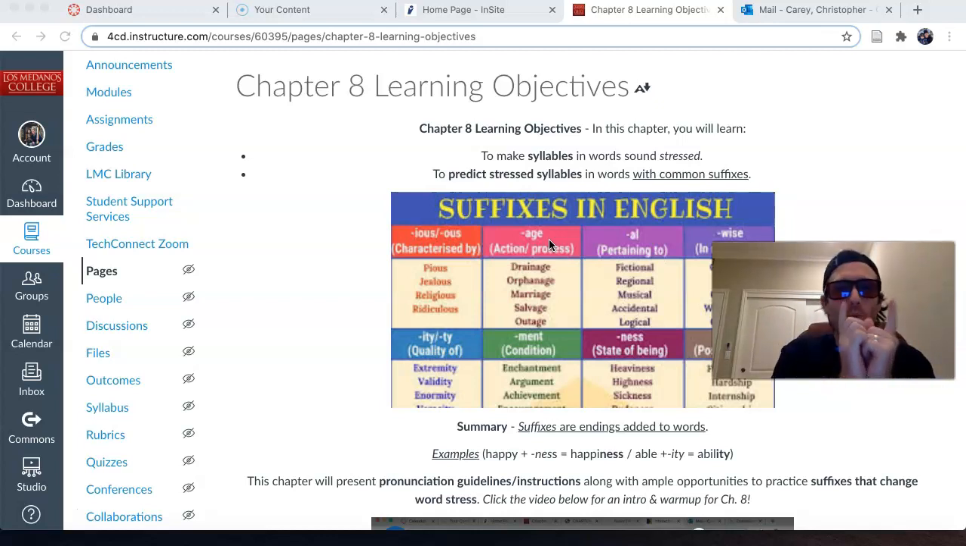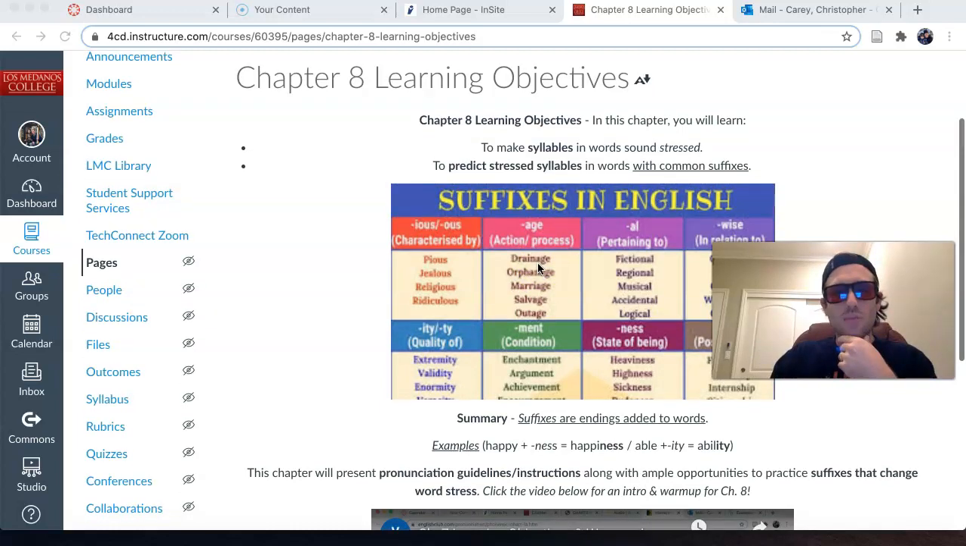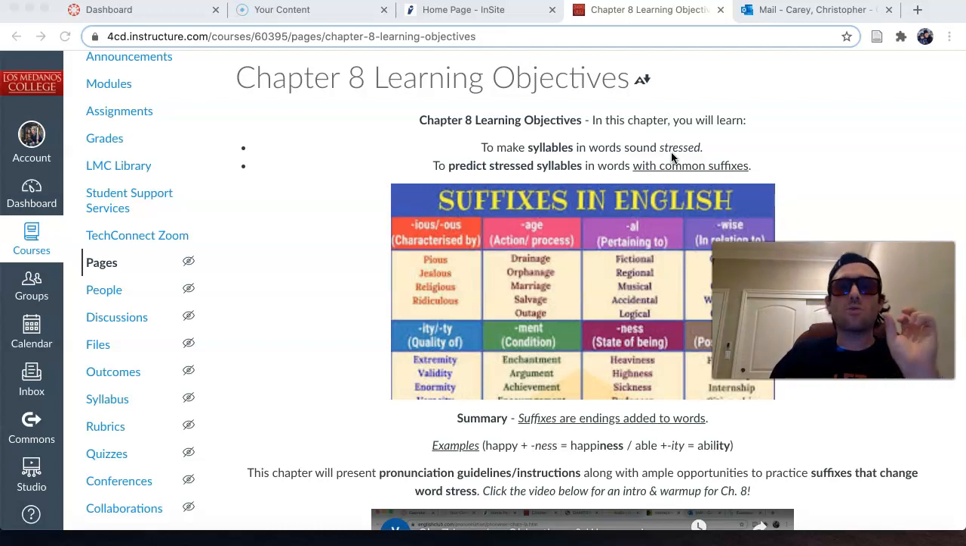If you know one word in English, one vocabulary word, then you can guess what the meanings are of other words that change their suffix just based on the prefix. If that makes sense. But that's what this chapter is about. Some suffixes change the stress, the pronunciation of the word, and some suffixes don't change the word stress or the pronunciation of a word.